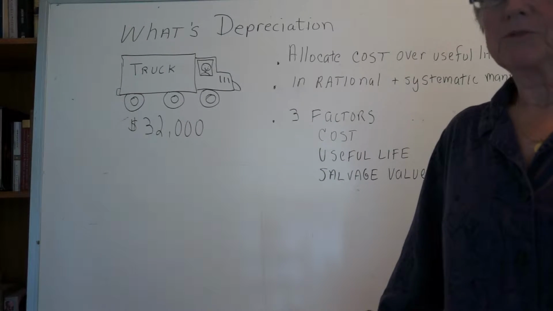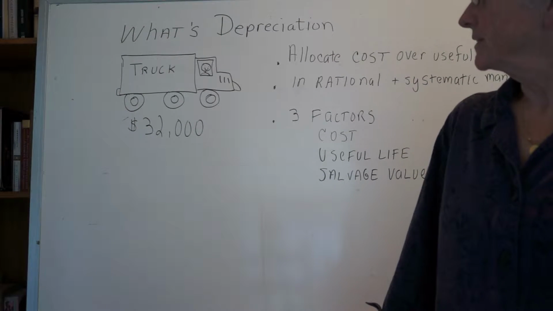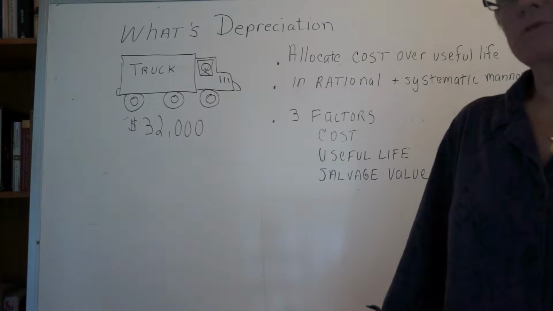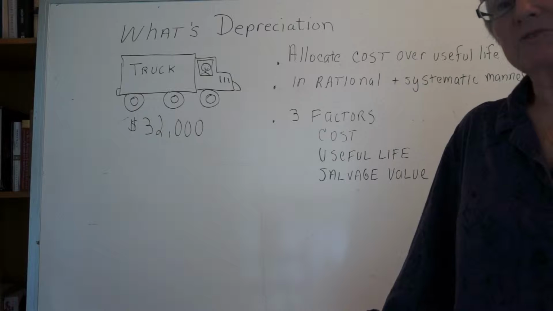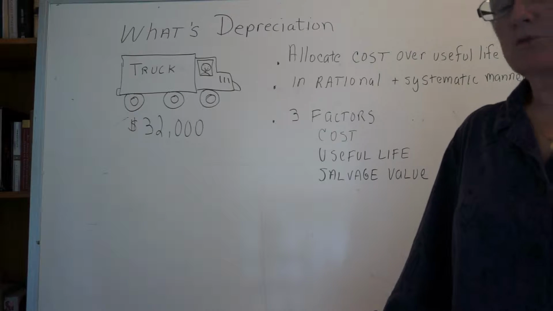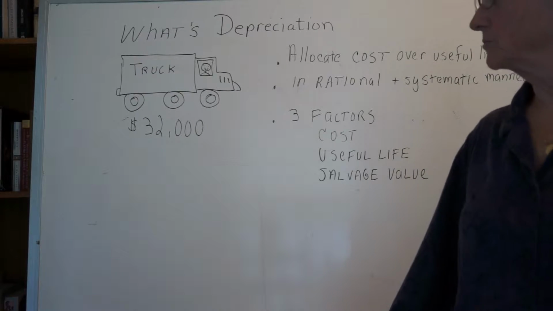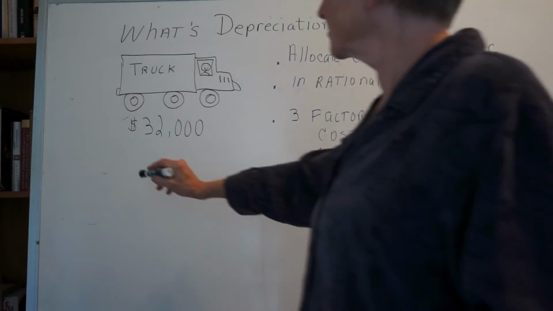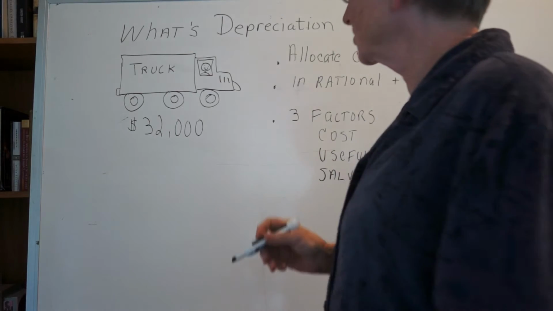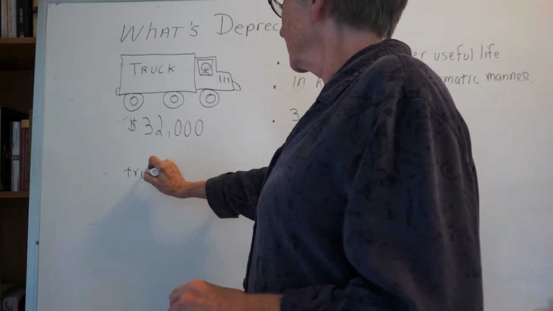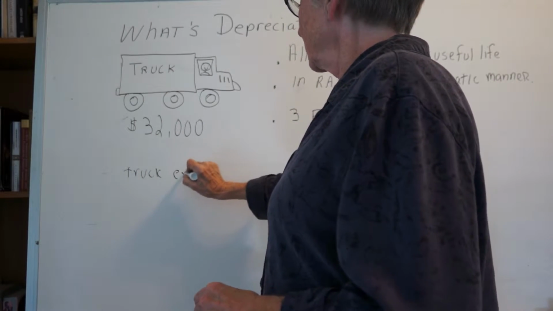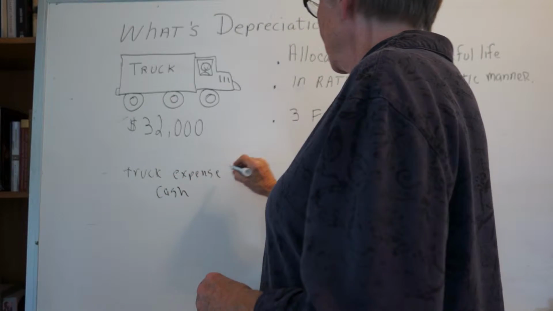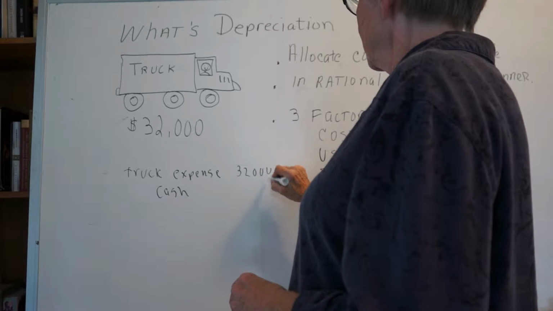So we're probably wondering at this point, what's depreciation? Let's say we have a truck that we've bought for $32,000. A lot of things we buy, when we get them, we go, oh, truck, we expense them the first year that we bought them. So we might go truck expense, and that would all be written off on the income statement. We go truck expense and cash, $32,000.